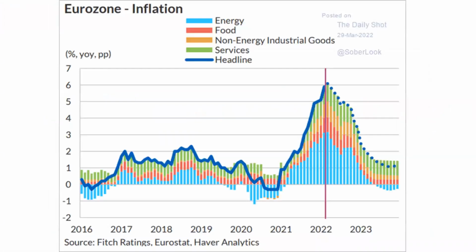And yeah, just to show the Eurozone inflation. Sorry, someone else had a question?